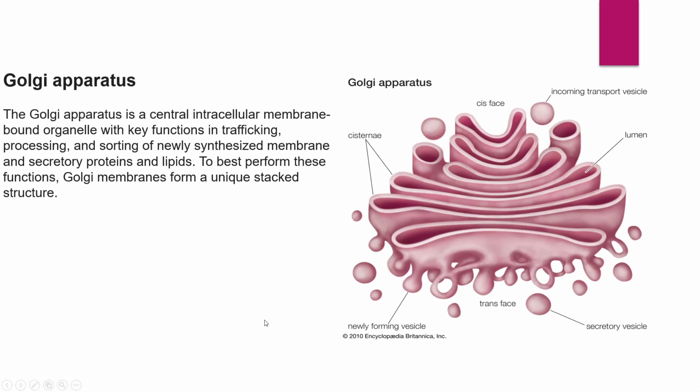Golgi apparatus. The Golgi apparatus is a central intracellular membrane-bound organelle with key functions in trafficking, processing, and sorting of newly synthesized membrane and secretory proteins and lipids. To best perform this function, Golgi membranes form a unique stack structure. This is the image of the Golgi apparatus.